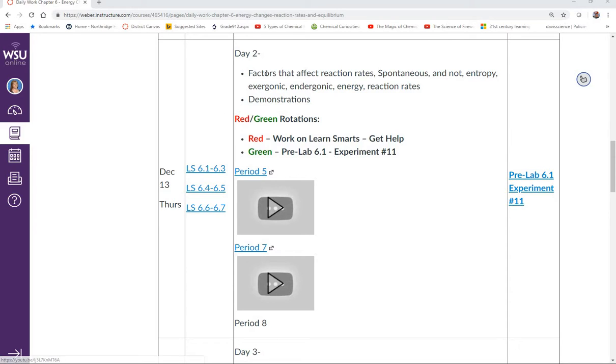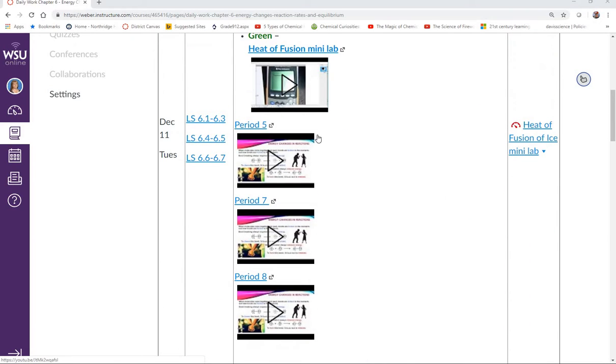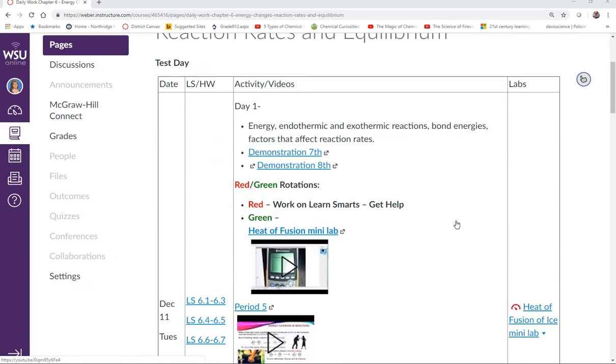We're going to be working on factors that affect reaction rate. Remember that if you miss something, you can go back. But the last time we were having problems with the video, so if you have issues with that, you'll probably have to get the end of it from somebody else.